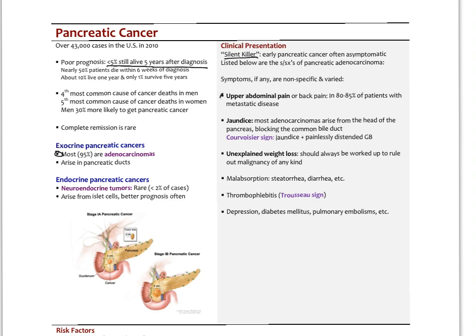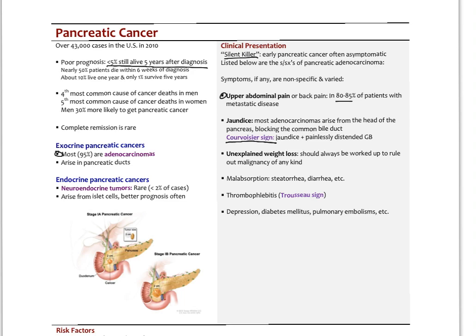So that would be the typical upper abdominal pain or back pain that occurs in 80 to 85% of people with metastatic disease. Jaundice, so most of the adenocarcinomas arise in the head of the pancreas, and that would block the common bile duct. And so there's a classic sign, Courvoisier sign, that is jaundice with a painlessly distended gallbladder. So you can actually palpate the gallbladder. It feels distended under the liver margin on the right upper quadrant. And they have jaundice as well. That's a classic finding of more advanced pancreatic cancer.